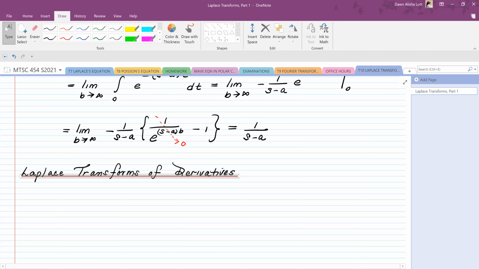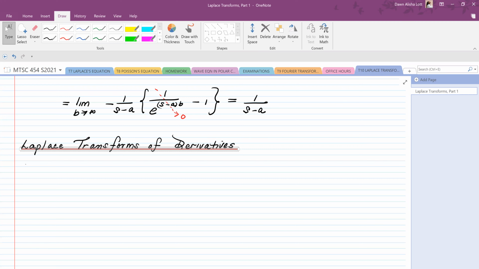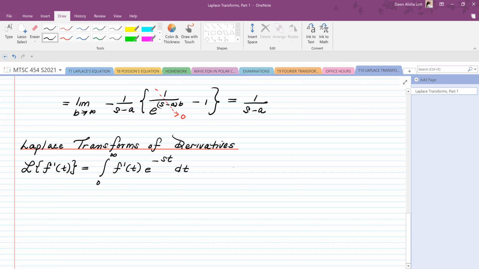Okay, so let's take the Laplace transform of f prime of t. Well, that is the integral from 0 to infinity of f prime of t e to the minus st dt. So I'm going to let u equal e to the minus st, and I'm going to let dv equal f prime of t dt.